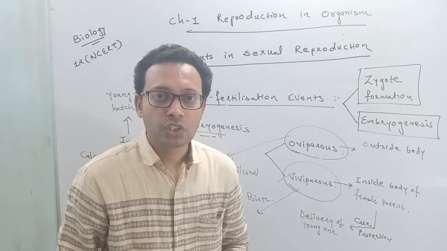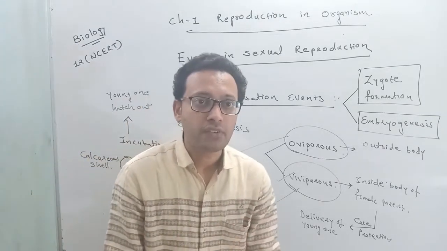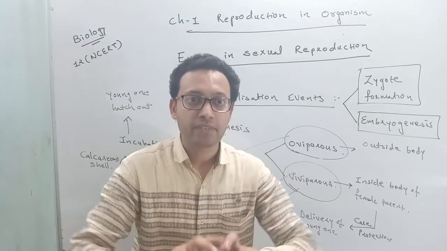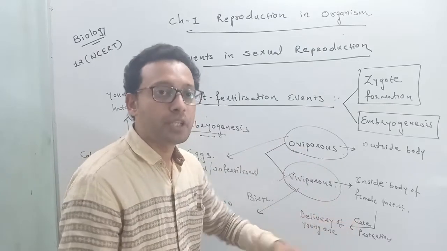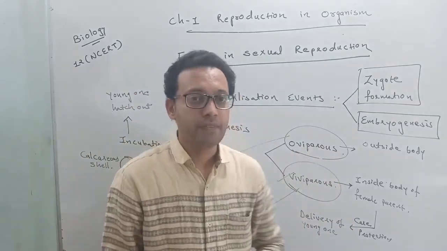Clear, students? So this is how embryogenesis occurs in case of animals. In animals, the development of the embryo depends on the type of organism, or on where the embryo gets developed, oviparous and viviparous.